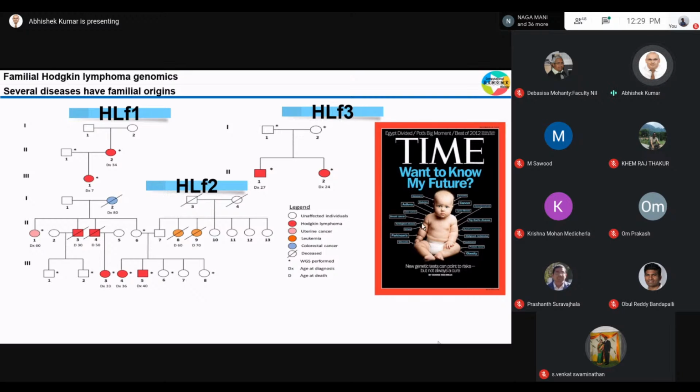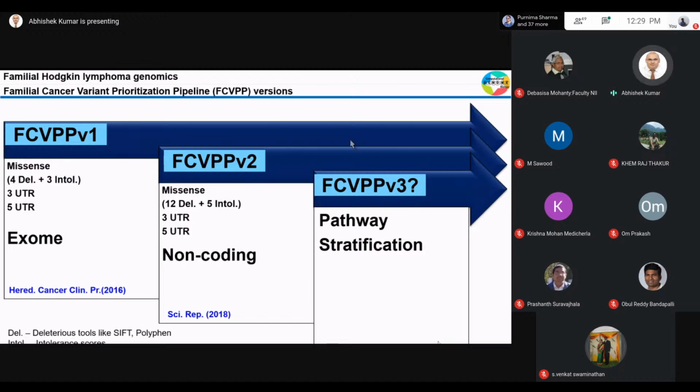If I can tell my child, a boy, I have your genetic map, you may get these diseases because I and my father have it, and so on, you can build this for any disease. Time Magazine had a cover, want to know my future, on a similar concept: what can a kid get in future. So can we find markers from these families to use in genetic counseling? Initially we developed a method only using whole exome sequencing. Whole exome is only the coding region, which is 48 MB of the human genome.